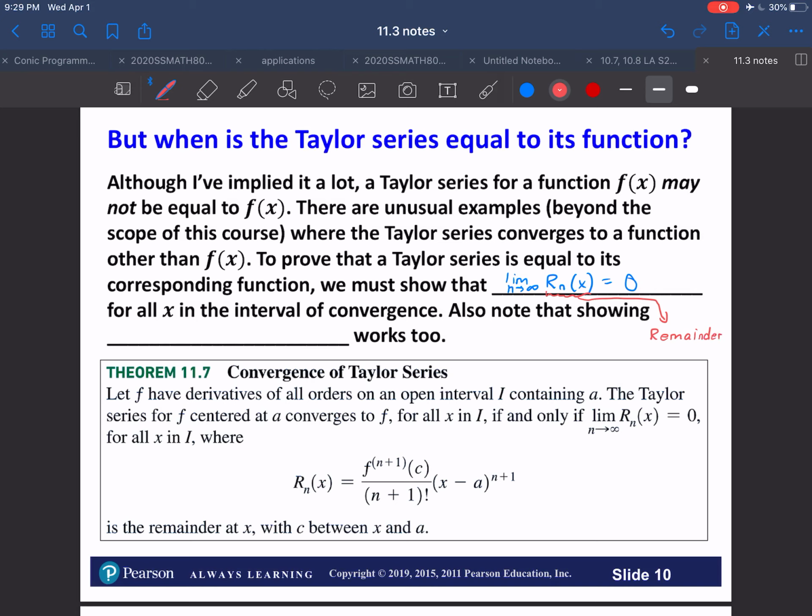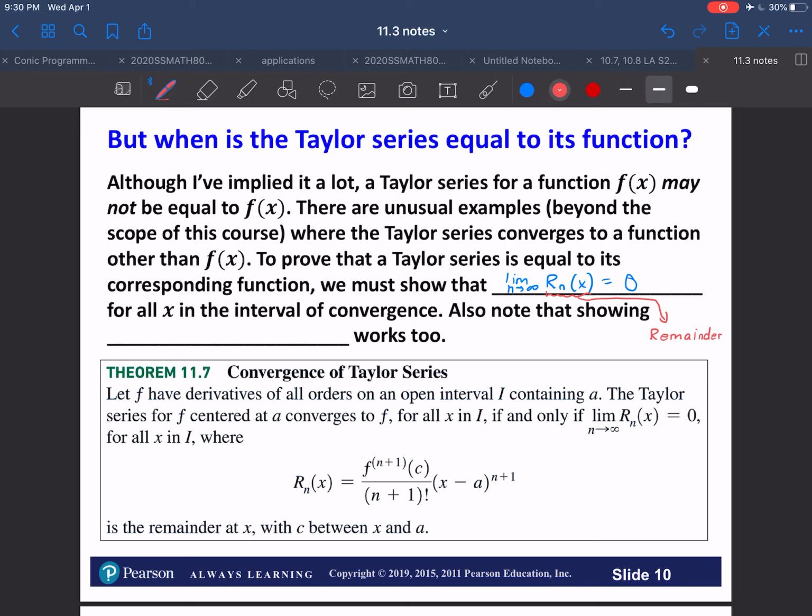Okay, and remember whenever we were figuring out the remainder theorem in the last section, the idea is that we can write the remainder like this. It is the n plus first derivative of our function evaluated at c divided by n plus 1 factorial times x minus a to the n plus 1, where c is some number between x and a. So that is our remainder. We need to show that that thing is equal to 0 for every x within the interval of convergence.